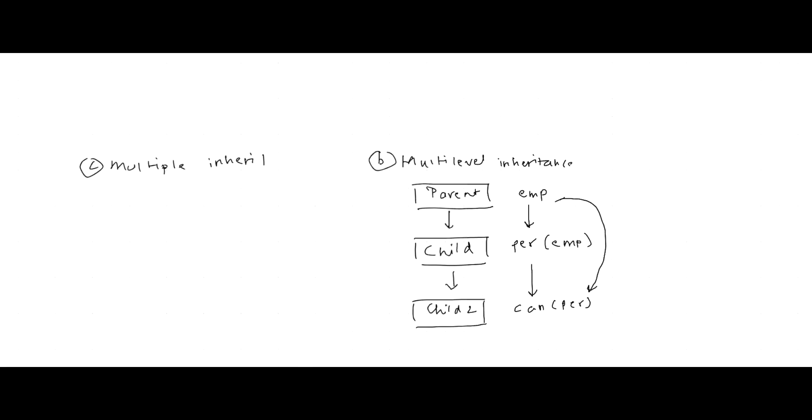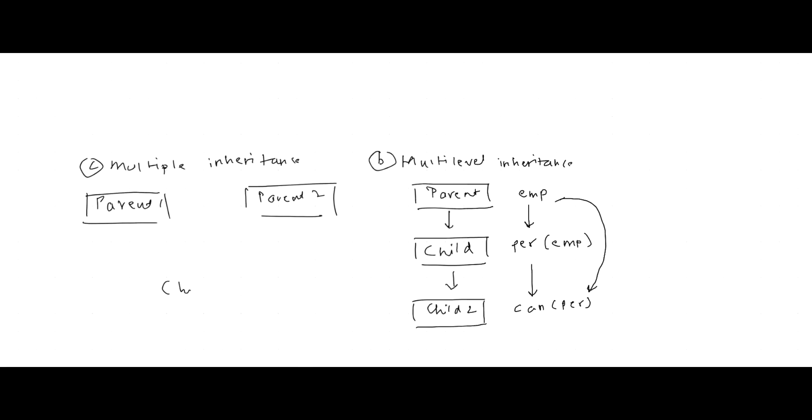I have one parent class. Let me call it parent 1. And then I have parent 2. And let's say I have one child class which can inherit from both parent 1 and parent 2. Such a concept of inheritance is called multiple inheritance.